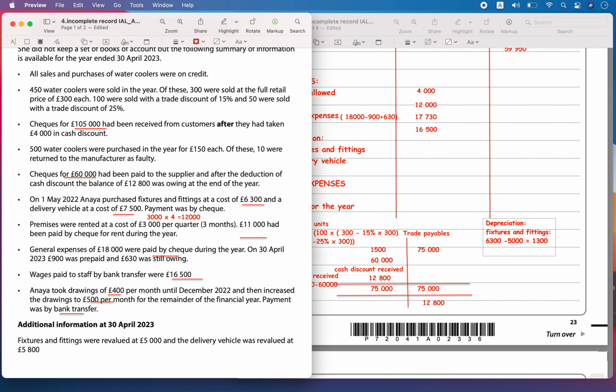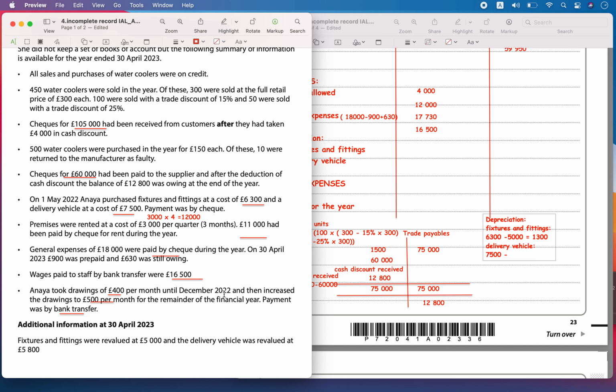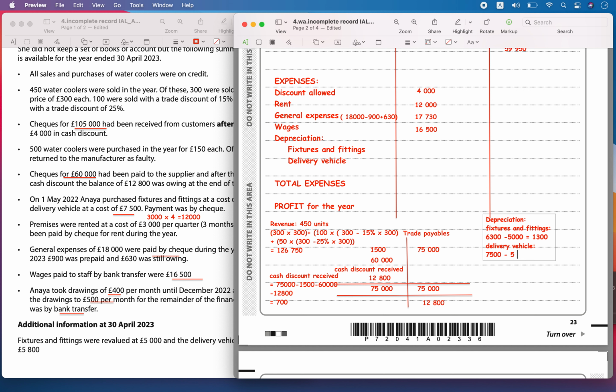Now the next one is the motor delivery vehicle. So let's write delivery vehicle. For the delivery vehicle, they had bought at 7,500 minus now the revalued amount is 5,800. So the depreciation is going to be equal to 1,700. So this is the depreciation expense that was incurred by the business. So fixtures and fittings, it is 1,300 and delivery vehicle, it is 1,700.